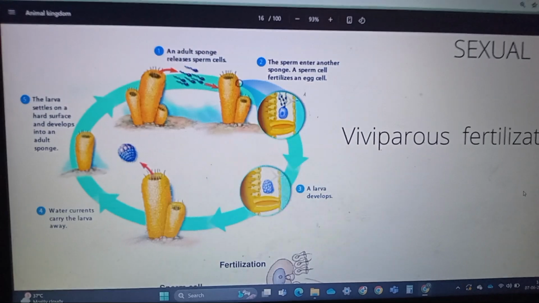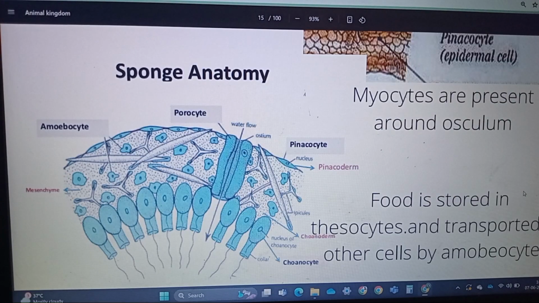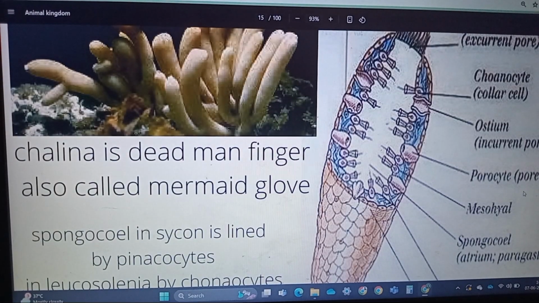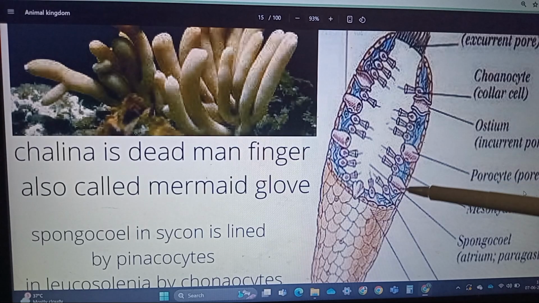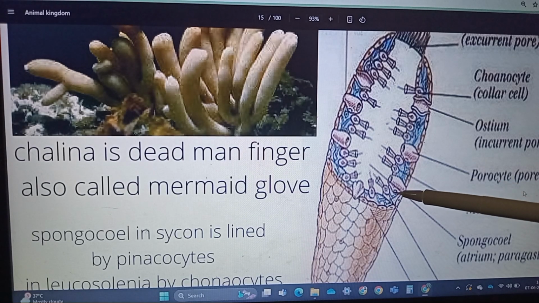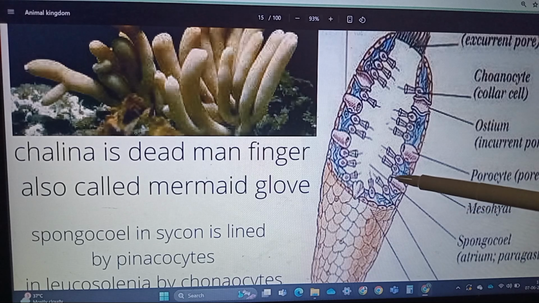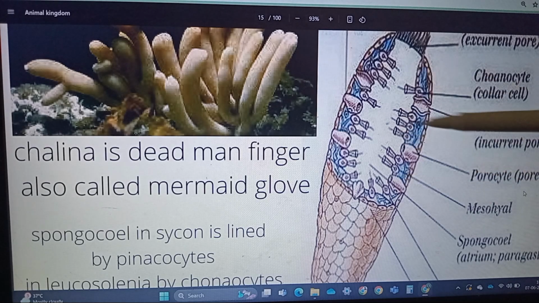The digestion in the sponges is intracellular, that the food will enter into this cavity and it will be taken up by the cells and digestion will be intracellular. Respiration and excretion of the material takes place through the body surface.